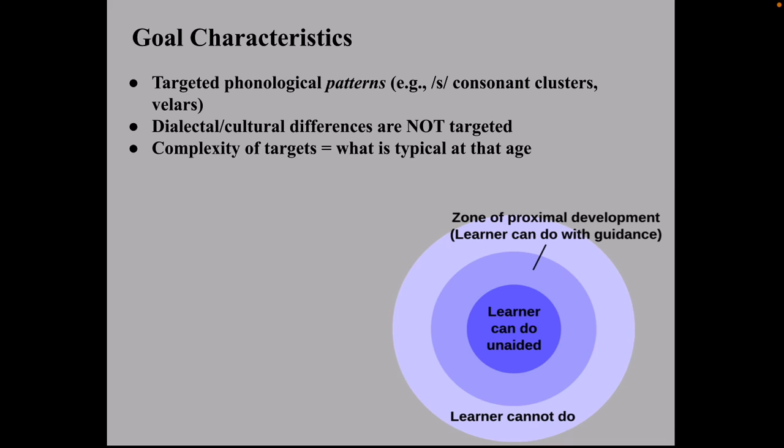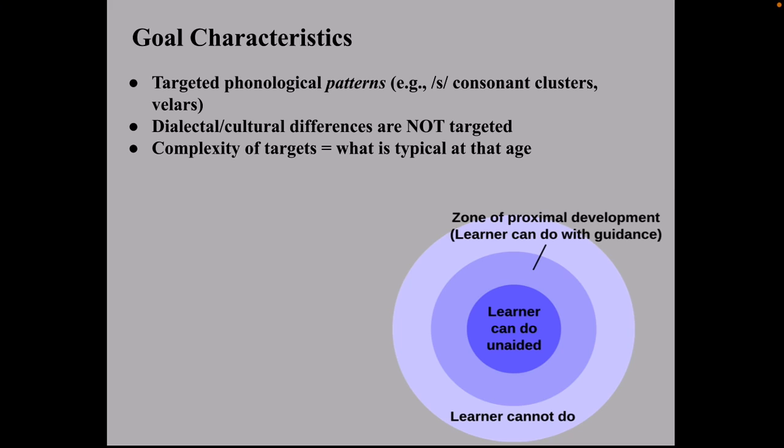And the complexity of targets is equal to what is typical at that age. So you need to ascertain what sounds are typical for that exact age group, for that child that you are working with. You can look here, there's this little graphic for the zone of proximal development, which is another good guide.